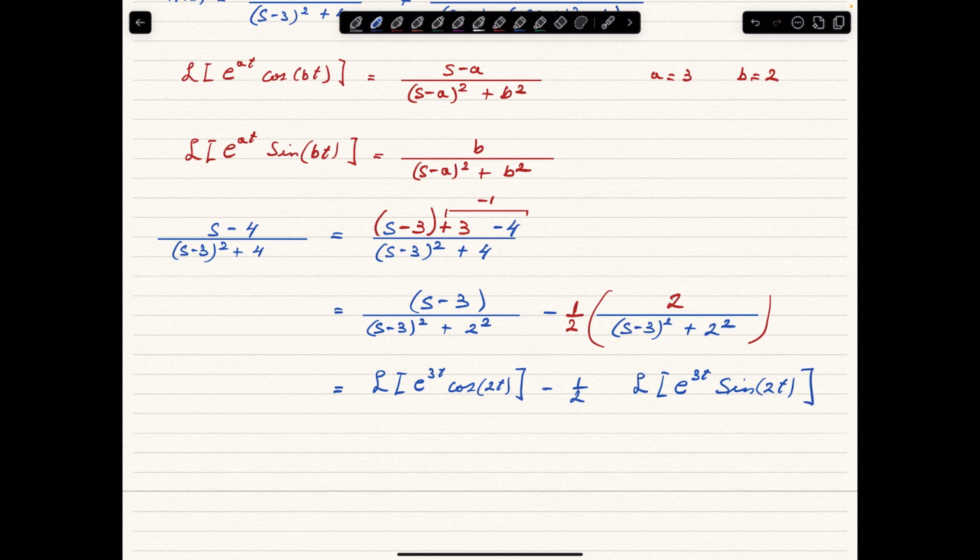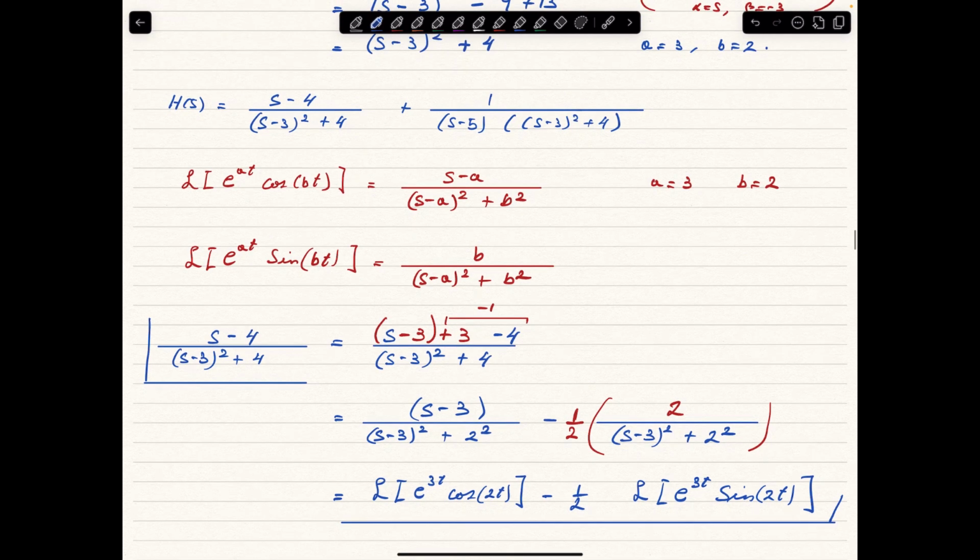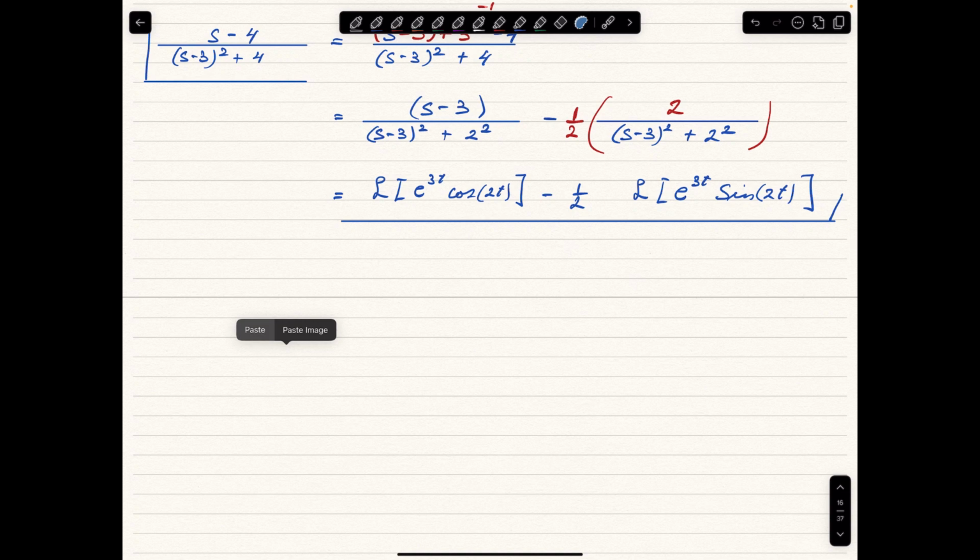So that's how we use the table to get the first term in the solution written in terms of Laplace transforms. So this term is, we know what to do. What do we do with the second term here? So let's copy that term. Copy. Let's put it here. What do we do here?